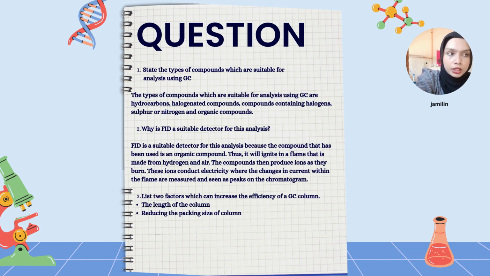chromatogram. And the third question is, list two factors which can increase the efficiency of a GC column. First is the length of the column. Second is reducing the packing size of the column.